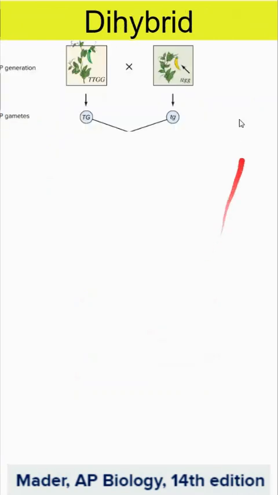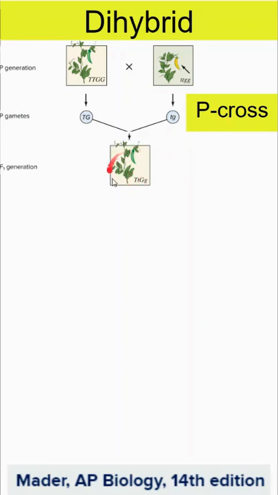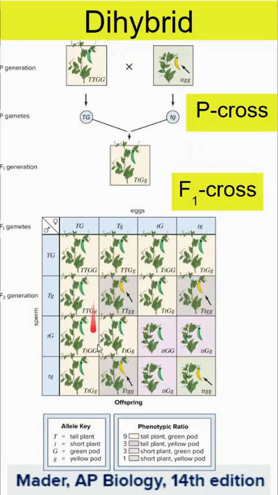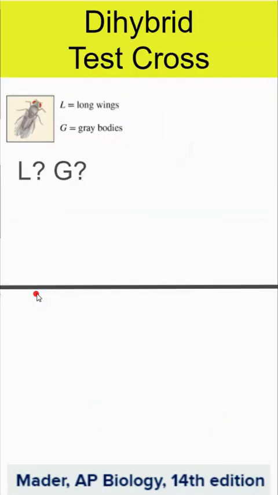So again, when we start thinking about this with dihybrid, we have 2 traits, the color of the pea pods and the height of the plant in this example. They're going to create gametes. Those gametes are going to get crossed in the P cross. We're going to end up with a heterozygous F1 generation. If we do the F1 cross, we're going to end up with this 9 to 3 to 3 to 1 phenotypic ratio in the F2 generation.